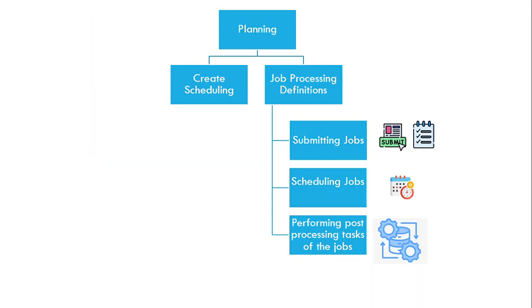Diving deep, in planning you're going to create the scheduling and define the job processes. It deals with submitting the jobs and the scheduling of jobs, maybe the timing or the events and triggers that you need to trigger a particular job, and what post validations you do once a job has been executed. All of this happens with planning.